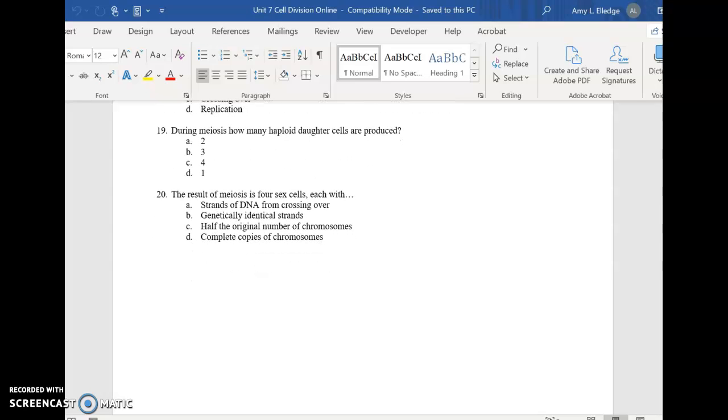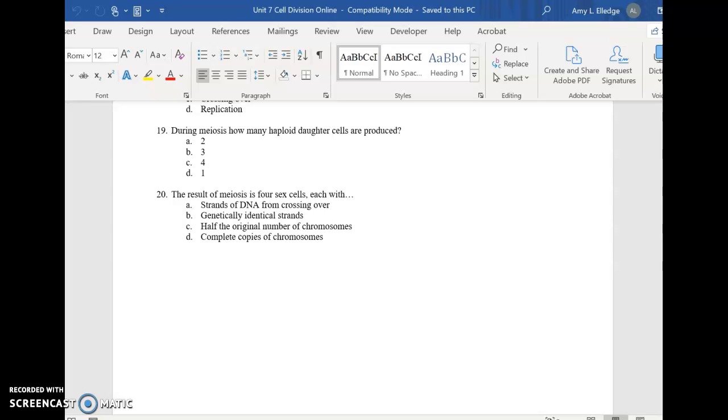19, during meiosis, how many haploid daughter cells are produced? Making your sex cells, and you're dividing twice, PMAT1 and then PMAT2. So you get twice as many cells, you're getting 4, whereas mitosis only gives you 2. 20, the result of meiosis is, oh, did I say that wrong? Mitosis gives you 2, sorry. The result of meiosis is 4 sex cells, which gave you the answer to the one before that.